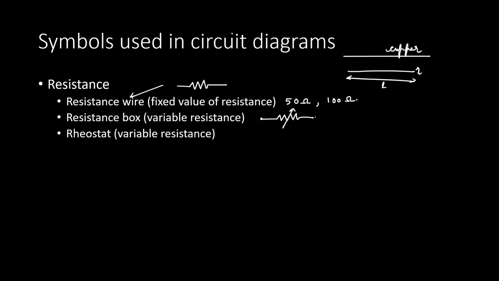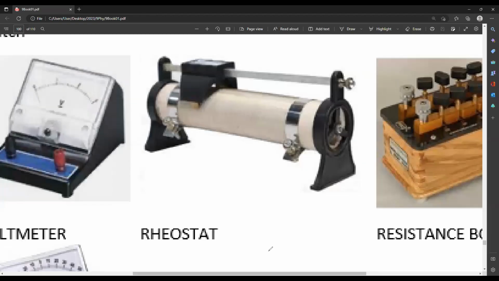The next is a rheostat. Let's go back over there. A rheostat is something like this; this is a device called a rheostat. For a rheostat, just understand that you have a very long wire. This long wire can be say 5 meters long, and it has a resistance of 1000 ohms. So a 5 meter long wire has a resistance of 1000 ohms.